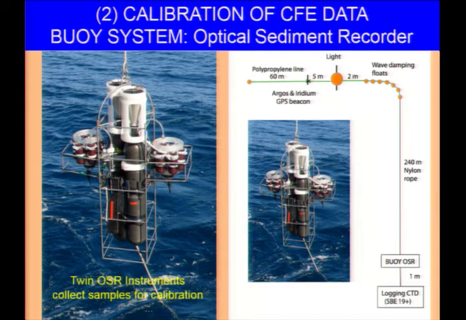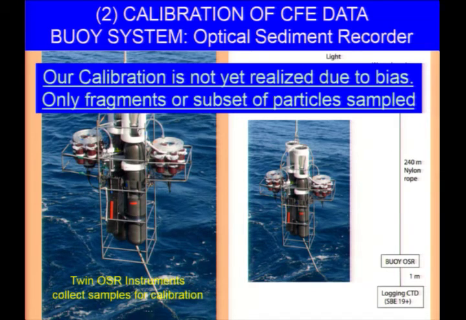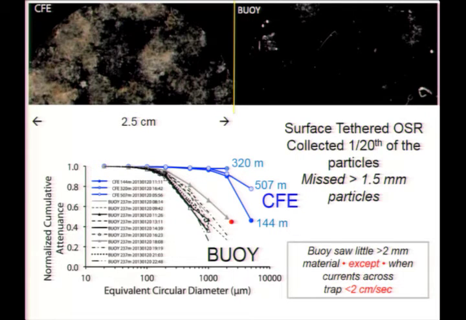We tried to calibrate these samples using surface tethered optical sedimentation recorders. The answer is it failed, because we discovered a hydrodynamic effect that was not insignificant. And it's just pictorially illustrated here. Here's the Carbon Flux Explorer image, and here's the image of material collected from the buoy. Here are the size distributions of particles sampled with the Carbon Flux Explorer. Here's the size distribution of particles sampled with this surface tethered instrument at the same depth.